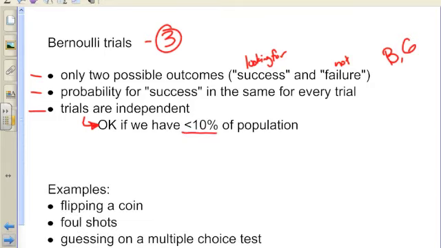So a couple examples of things that are Bernoulli trials. Flipping a coin is the most common one. You'll notice when it comes to flipping a coin, there are only two possible outcomes. You can get heads or tails. The probability for, let's say, heads is the same for every trial. It's always 50%. And the trials are independent. What happens on one coin flip, if I get heads, that doesn't change what might happen on the second coin flip. Other examples might be foul shots in basketball and randomly guessing on a multiple choice test. You might think about those and how they fit all three criteria.